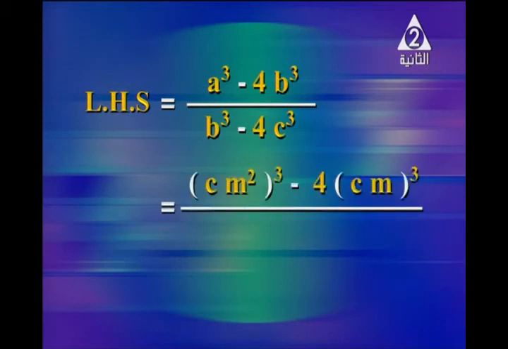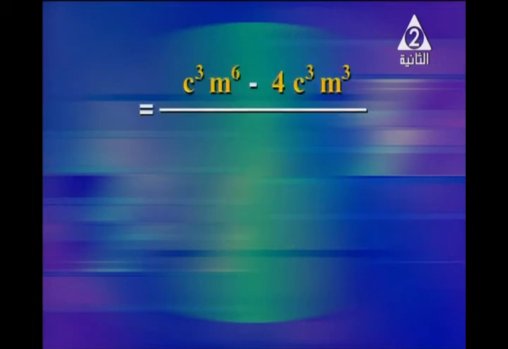Therefore left hand side equals A power 3 minus 4B power 3 over B power 3 minus 4C power 3, equals CM power 2 all to the power 3 minus 4 CM all to the power 3, over CM all to the power 3 minus 4C power 3, equals C power 3 M power 6 minus 4 C power 3 M power 3, distributive property.